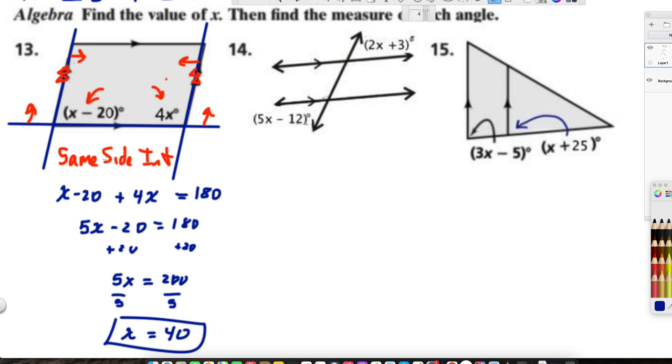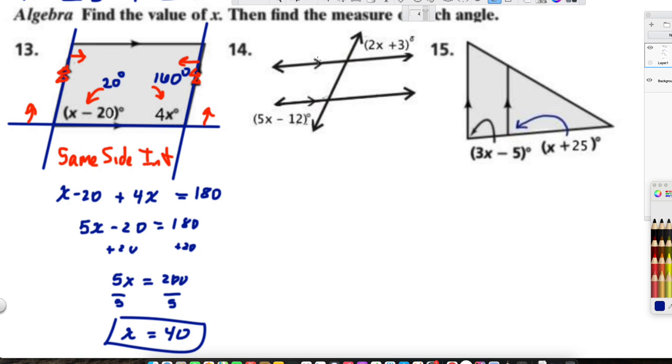x is 40. I'm going to substitute back that 40 minus 20. This would be 20 degrees. And 4 times 40 is 160. And 160 plus 20 is 180. Clearly, this is not to scale.